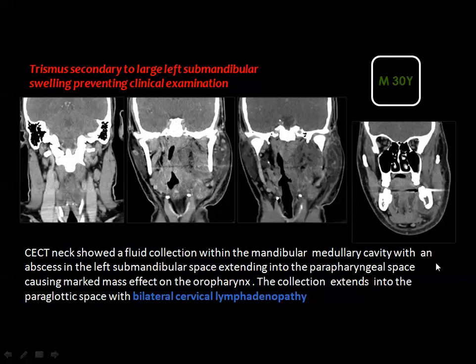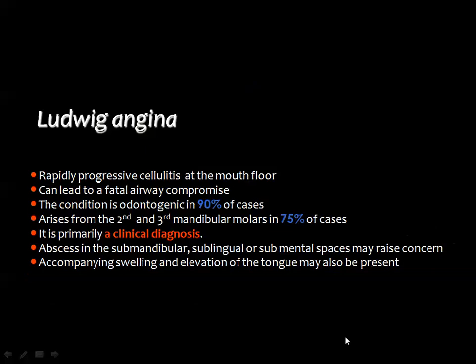The coronal images are good for detection of reactive lymph nodes. And here you can see deep to the sternomastoid muscle a series of slightly enlarged, homogeneously enhanced lymph nodes seen on both sides. And these are also reactive cervical lymph nodes.